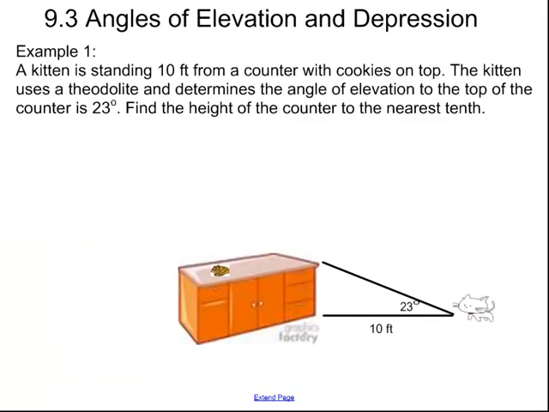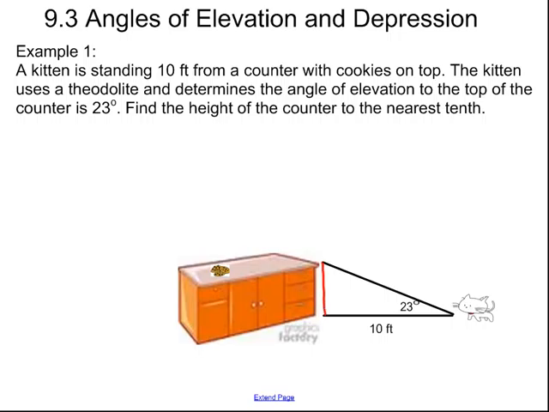What are we going to do with this angle of elevation? I've got a kitten standing 10 feet from a counter with cookies on top. The kitten uses a tool called a theodolite, I believe, and determines that the angle of elevation to the top of the counter is 23 degrees. Please don't ask me what a theodolite is or how the cat even managed to know how to use it. He apparently is brighter than I am, but he does know that he has a 23-degree angle in his line of sight to the top of the counter. He's standing exactly 10 feet away from the counter, and he wants to know how high the counter is to know if he can actually jump up and get those cookies.